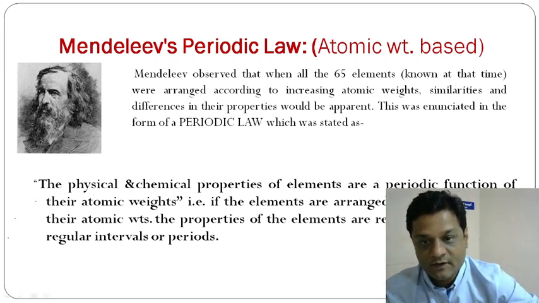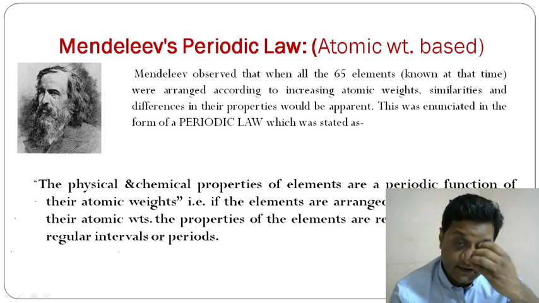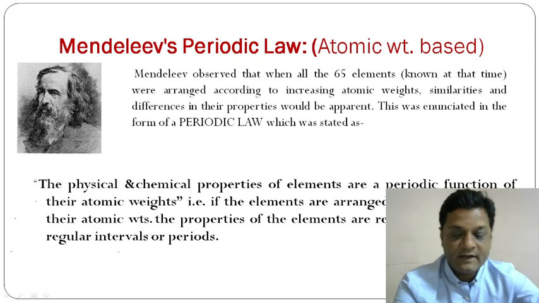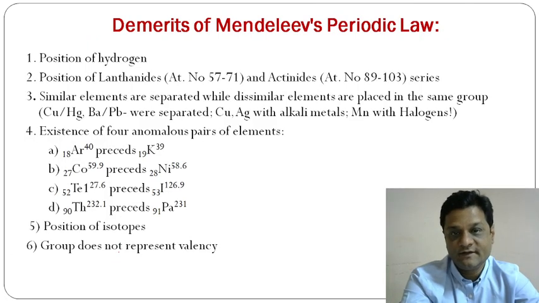That means he says that the physical and chemical properties of the elements are a periodic function of their atomic weights. So he considered all the physical and chemical properties to be a periodic function of their atomic weights, and he arranged all the elements in a proper order. So we can see that.